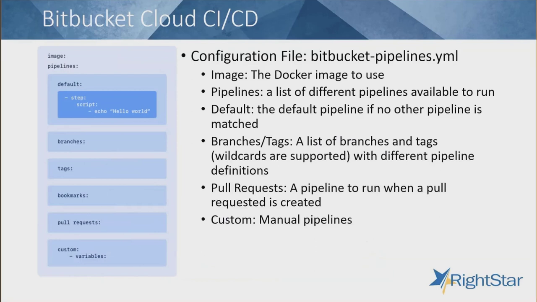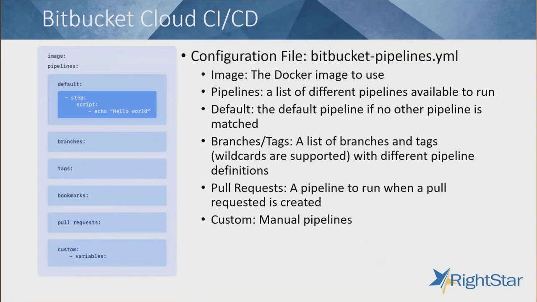bitbucket-pipelines.yml. It is a YAML, Y-A-M-L, file. And YAML stands for YAML Ain't Markup Language, which is just a clever name that some people gave to it. But the idea is that YAML is a way of creating a human-readable, easily maintained configuration file. And that's what we've got here.